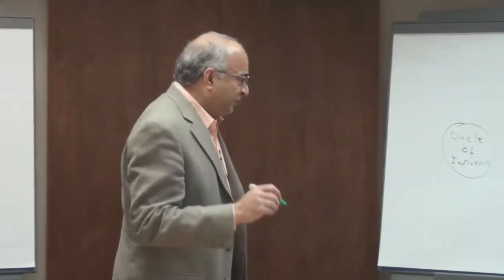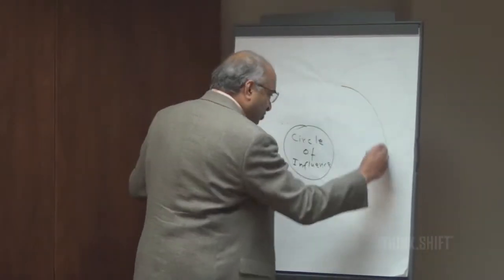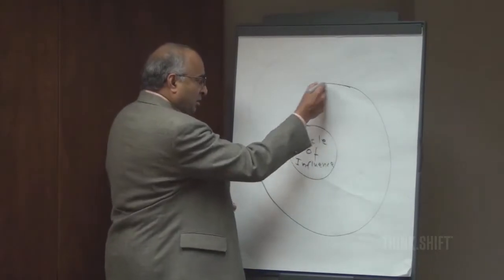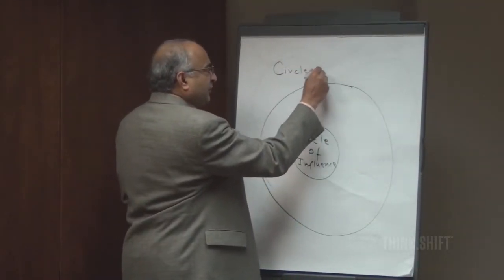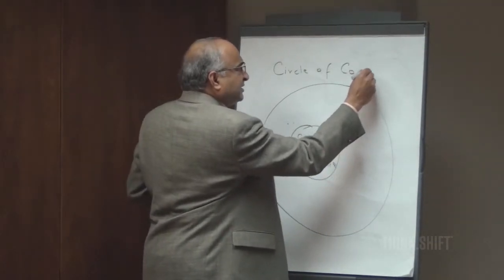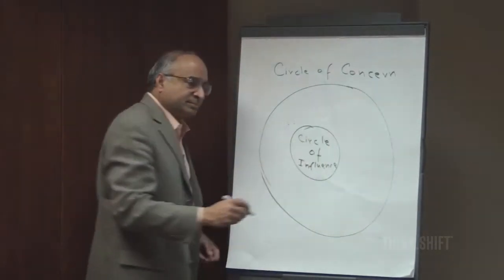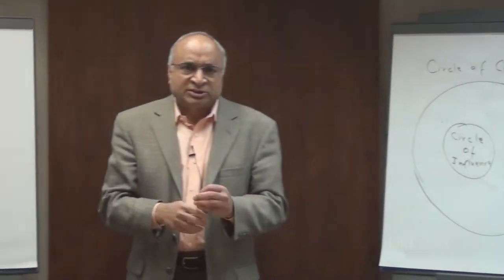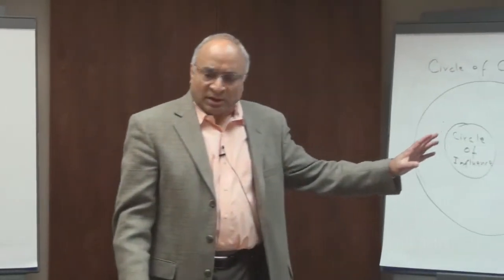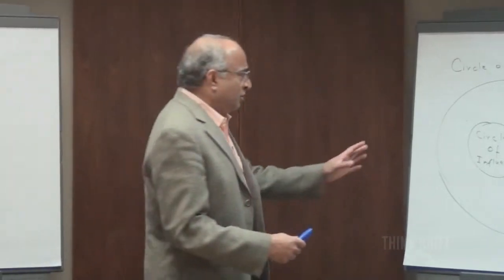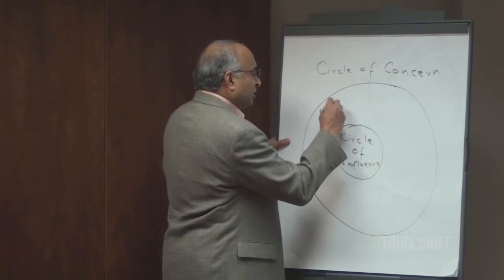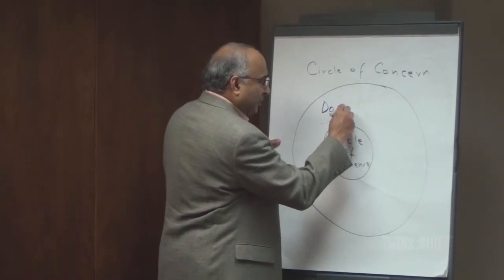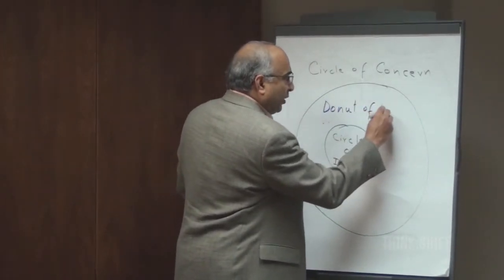We also have usually a much larger circle of concern. This is the circle of concern, all the things we are concerned about. We all have this, a circle of influence and a circle of concern. The zone in the middle here, this is called the donut of worry.